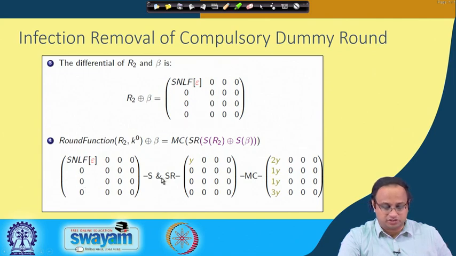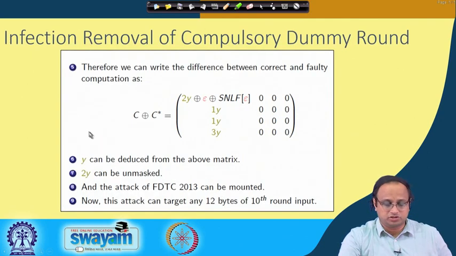If we apply the S function, then this gets converted into some unknown value, and because of shift row, this does not get shifted, because in the first row there is no shift. Now we apply the mixed columns, and because of this we again get this interrelationship, as we have seen in the context of DFA on AES. We get a relationship which is 2y, y, y and 3y. What does that mean? It means that if the attacker observes the XOR of the correct and the faulty ciphertext, then the alpha 1, alpha 2, alpha 3 and alpha 4 that we were seeing previously are not actually random.